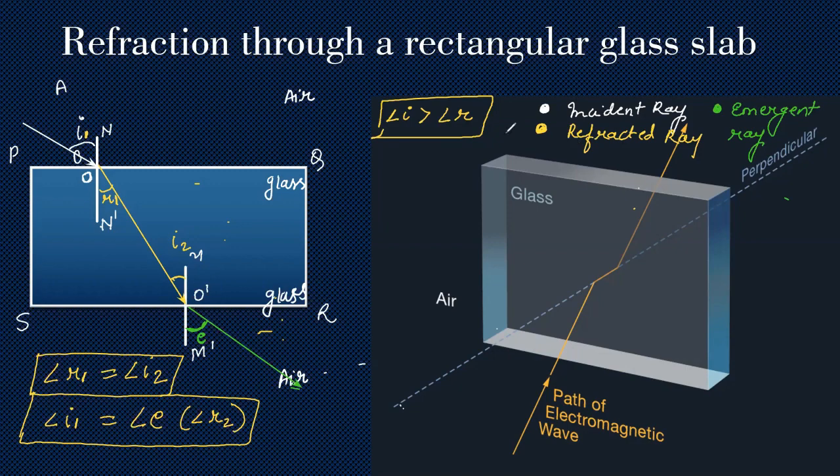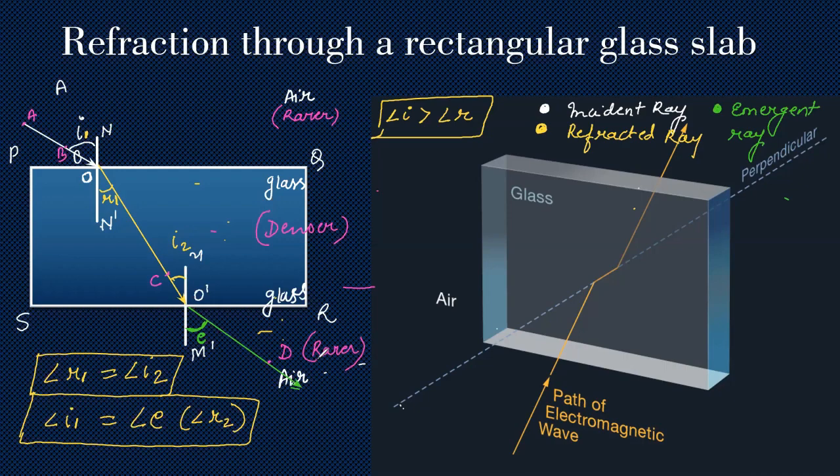So let A, B be the incident ray, B, C be the refracted ray which is inside, and let this point be D, a ray which is going again outside. Air is a rarer medium, glass is a denser medium, right? Again it is coming out in air, again it is going into a rarer medium.